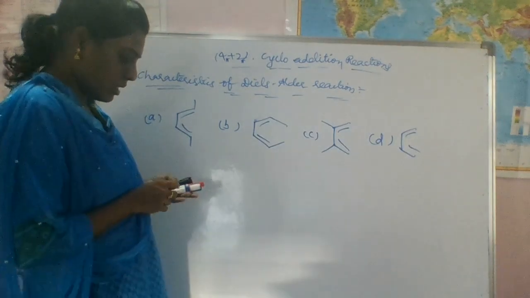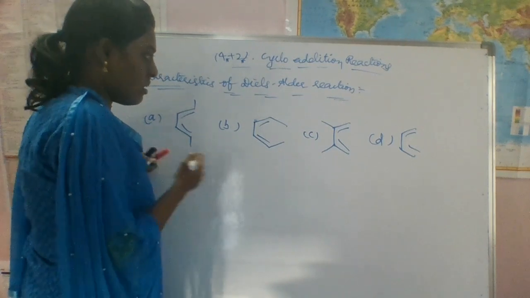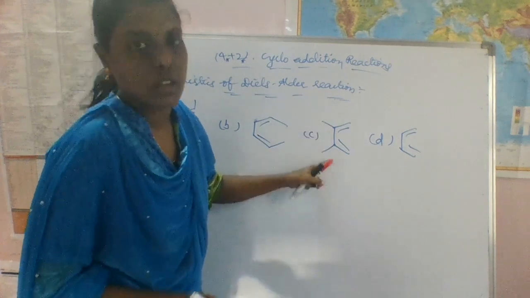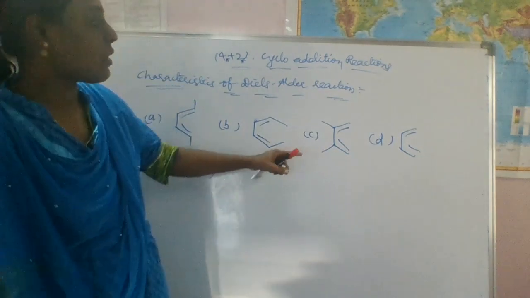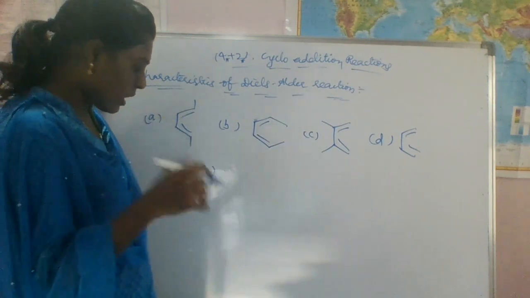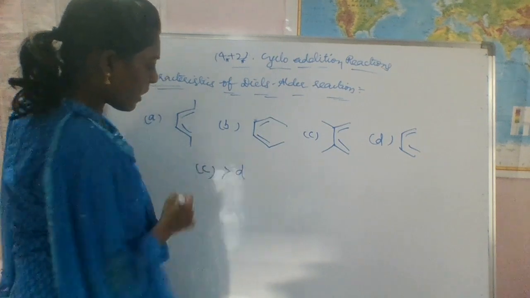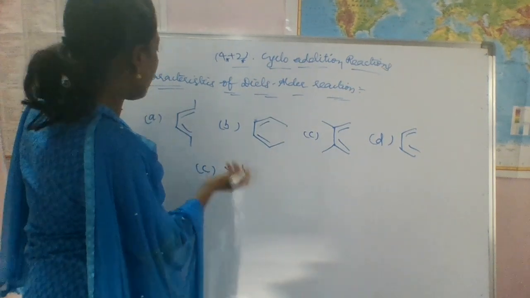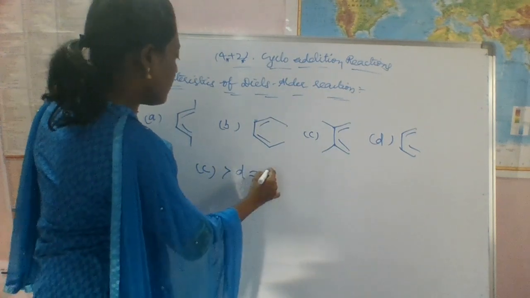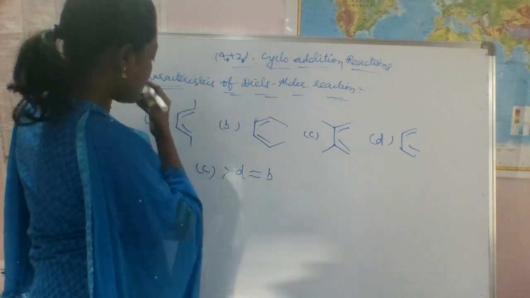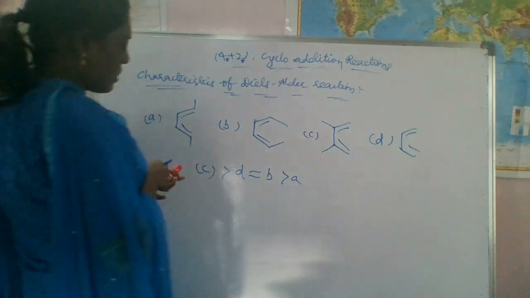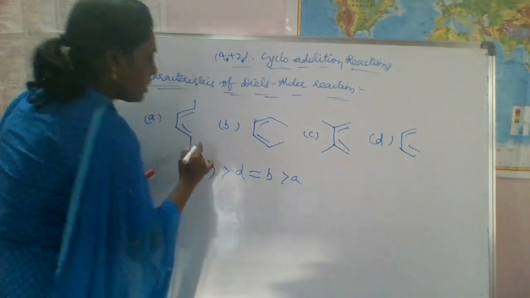I'll tell you about this one. Here, if you see, C is more reactive because it has methyl substituents. That's why it has more reactivity. Next it follows D, and next will be B, approximately equal to B, and the last one is A. This is the reactivity order.